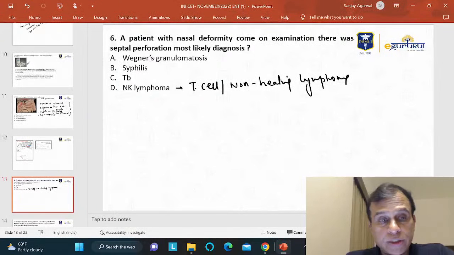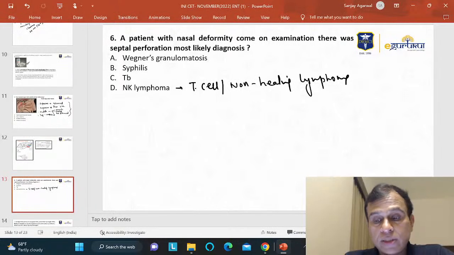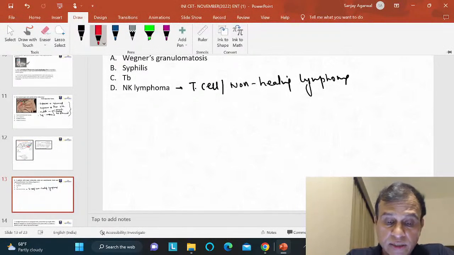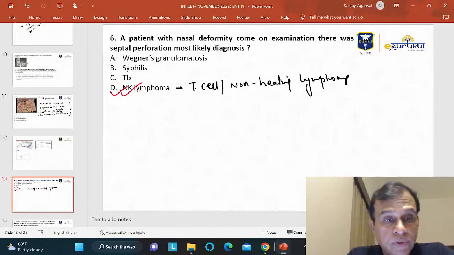Now the problem with this question is that all these conditions can cause septal perforation and deformity. But the most dreadful, the most aggressive disease of the lot that can cause nasal deformity and septal perforation is the last one: NK lymphoma, T-cell lymphoma, or non-healing lymphoma. All three names are accepted, like I said. So out of the lot, this is the best answer.